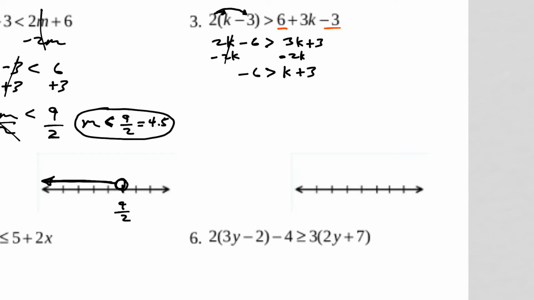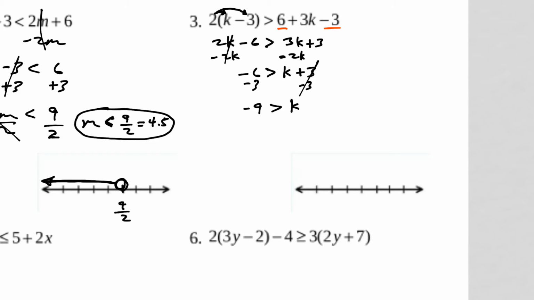Now I still have to get the k all by itself here on the right-hand side of my inequality. So I'm going to use subtraction again. I'm going to subtract 3 on both sides. 3 minus 3 is 0. That cancels out on the right-hand side. All I have on the left-hand side of my inequality is negative 6, take away 3 more. Well, that's negative 9. And I'm going to bring down my inequality symbol, which is a greater than. And all I have left on the right-hand side is k.